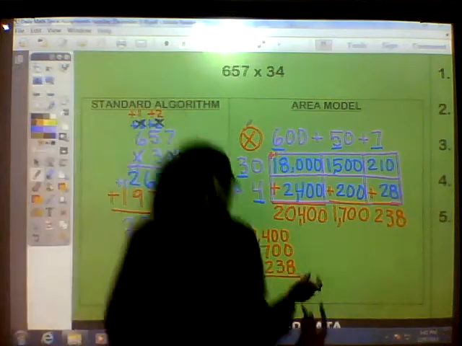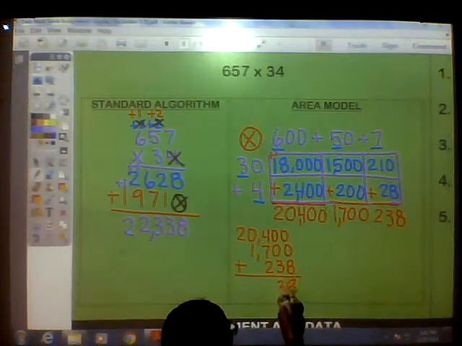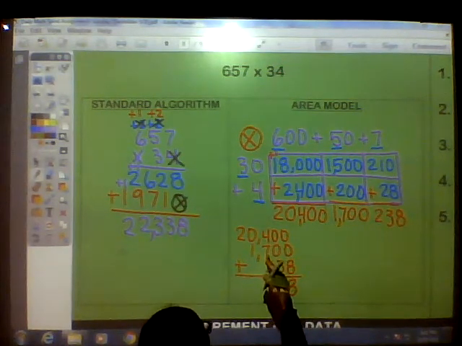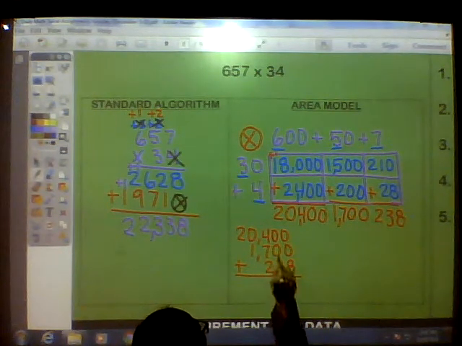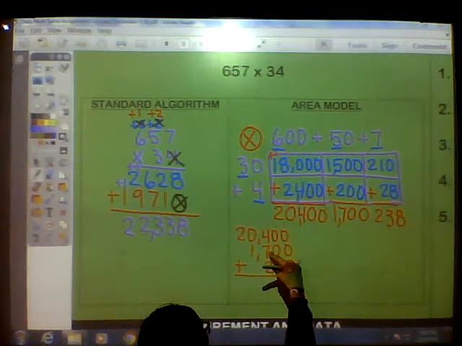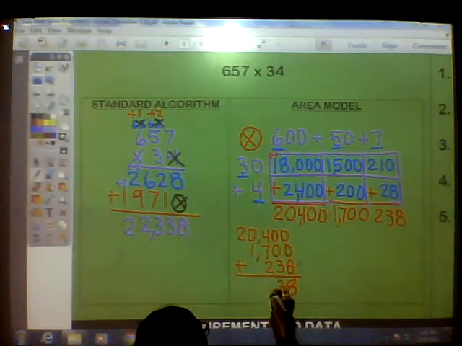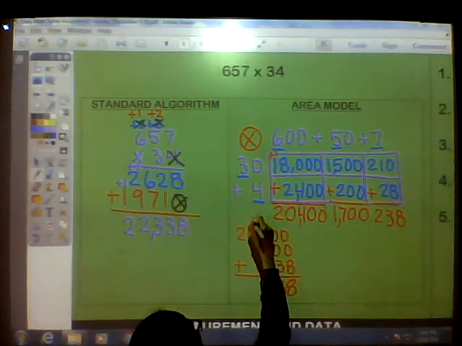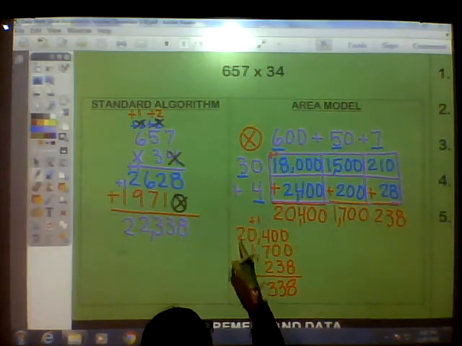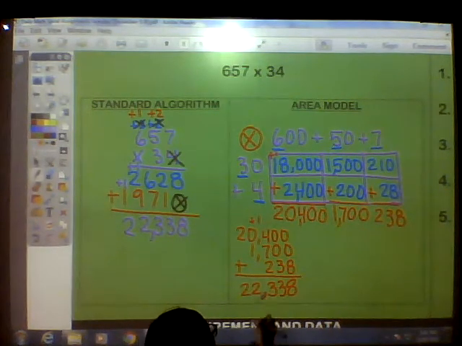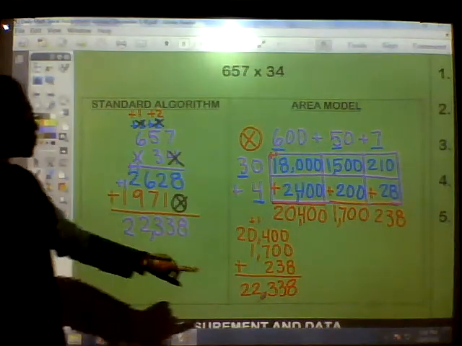0, 0, and 8 makes 8. 0, 0, 3 makes 3. 4 and 7 makes what? 11. Plus 2 is 13. Or you can do 7 and 2 is 9. Plus 4 is 13. Or 4 and 2 makes 6 plus 7 is 13. 3 plus 1, and then 1, 0, and 1 makes 2, and then that 2 comes down. It's by itself. 22,338. Do we see? Yes, they match.